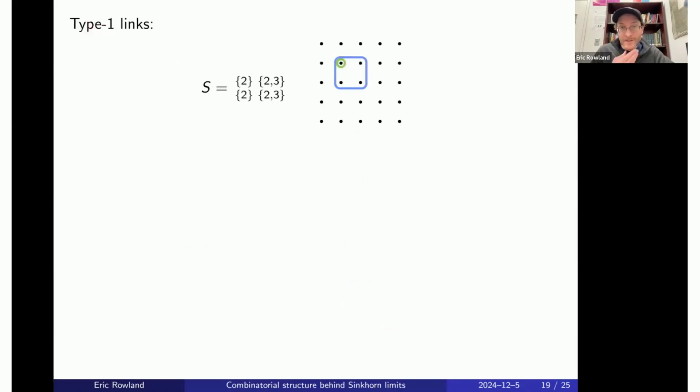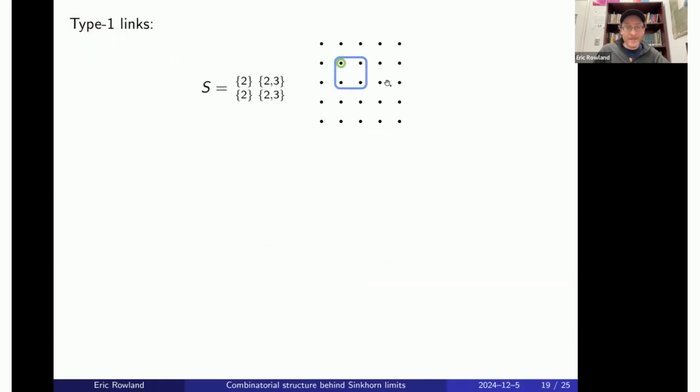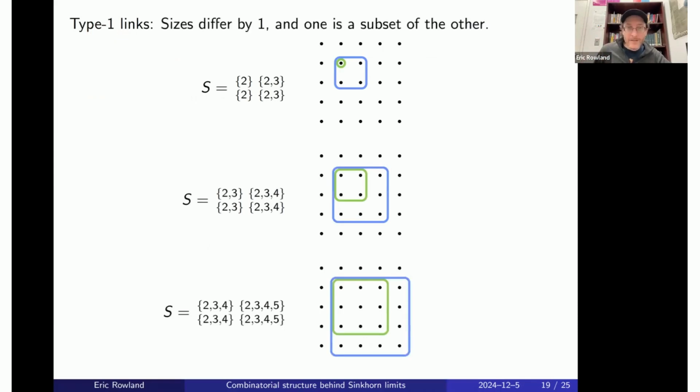So what should be considered to be linked? Here's an example. This slide will be a family of links. We call these type 1 links. There are 2 types of links, it turns out. Here is a 1 by 1 minor that's a subset of a 2 by 2 minor. These should be connected. On the previous slide, there's a 1 by 1 minor inside of a 3 by 3 minor. Those should not be considered connected, but these should be. Similarly, a 2 by 2 minor inside of a 3 by 3 minor should be considered connected. A 3 by 3 inside of a 4 by 4 are connected. So type 1 links are links or edges between pairs of minors whose sizes differ by 1, and one is a subset of the other.